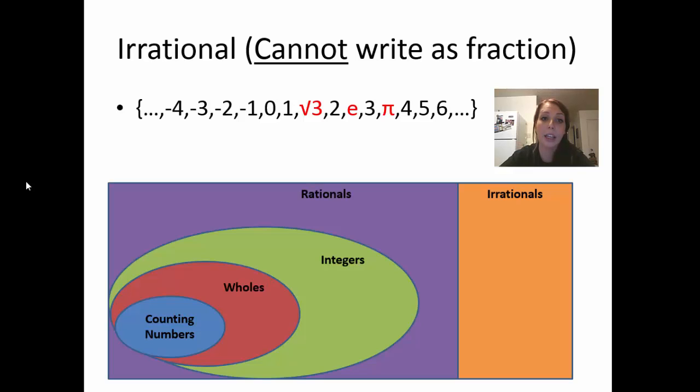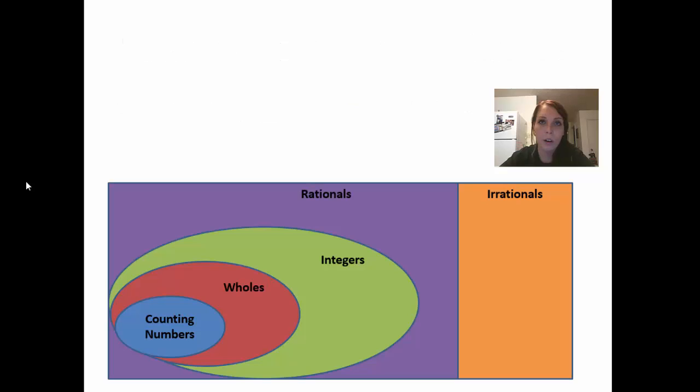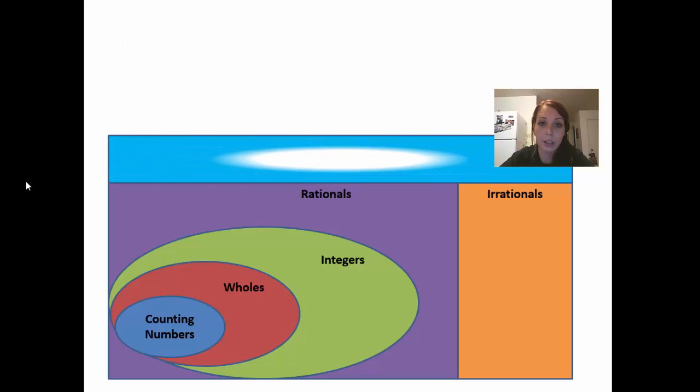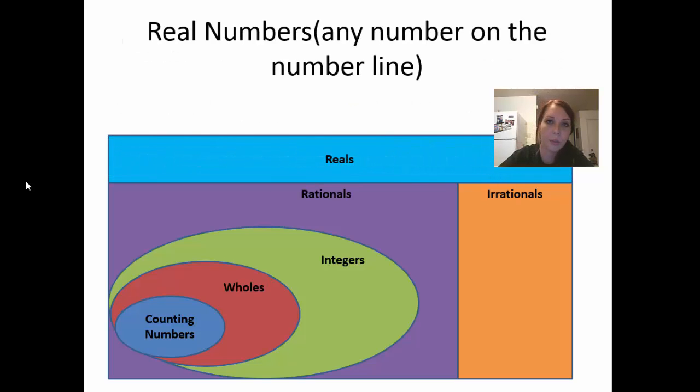These are not included in the rational numbers. These are not ones that will be integers or whole numbers or counting numbers. It's a completely different deal. All of these numbers together are known as real numbers. So real numbers are anything that can be on the number line.